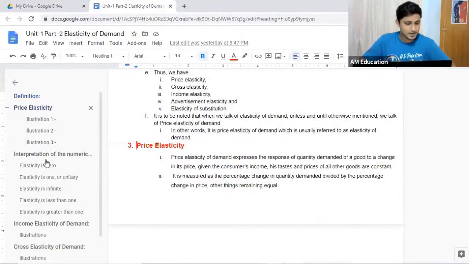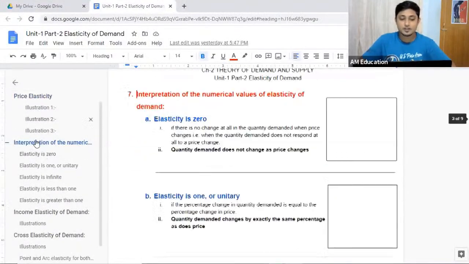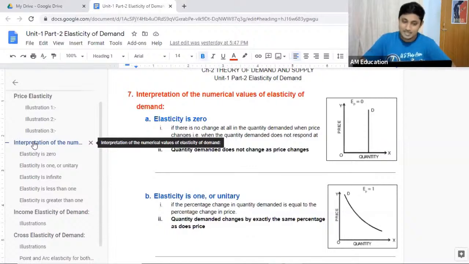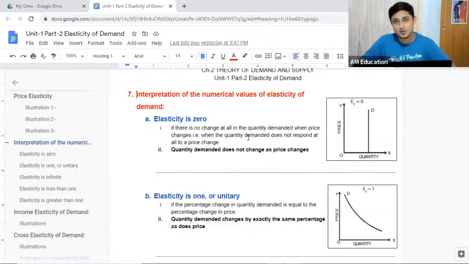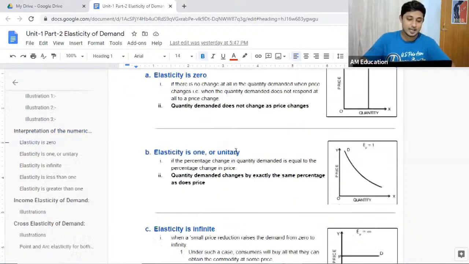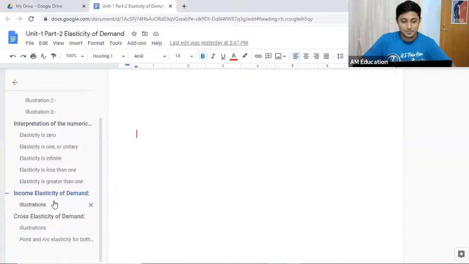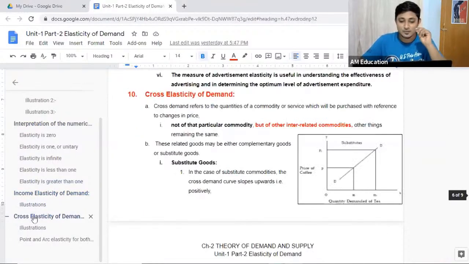Yes, we've learned price elasticity. We've interpreted the numericals of elasticity of demand, whether elasticity is 0, less than 1, equal to 1, more than 1, or infinite. And then we've seen income elasticity of demand. Today we'll see cross elasticity of demand.